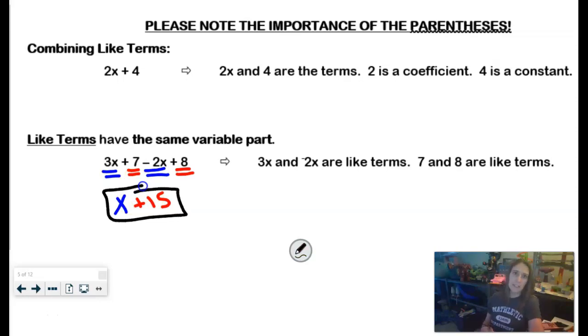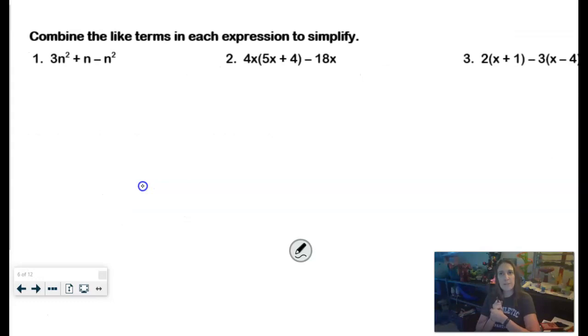We'll learn later on that polynomials, we like them in what's called standard form. So they would go in alphabetical and decreasing exponent order. So x would come before the 15, but if you wrote 15 plus x, you're totally fine. So here's some more examples. We're going to be combining like terms.